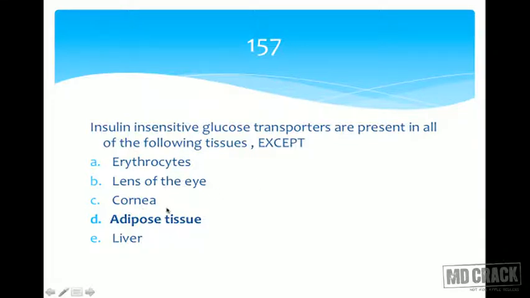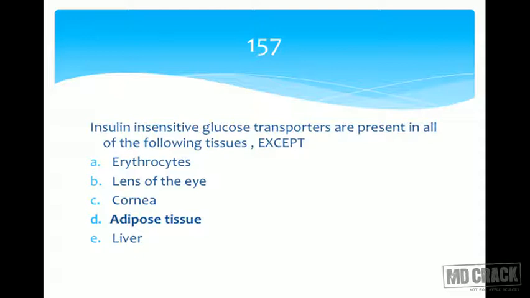Cornea also, to prevent light diffraction, does not contain mitochondria, and thereby it allows entry of light. Adipose tissue, no. Adipose tissue is dependent on insulin. The glucose transporter 4, which is present in adipose tissue and skeletal muscle, is translocated in response to insulin. So GLUT4 is insulin sensitive. Liver, again, does not depend on insulin for glucose entry. It is glucose transporter 2, GLUT2, which is present, and this is also insulin insensitive.